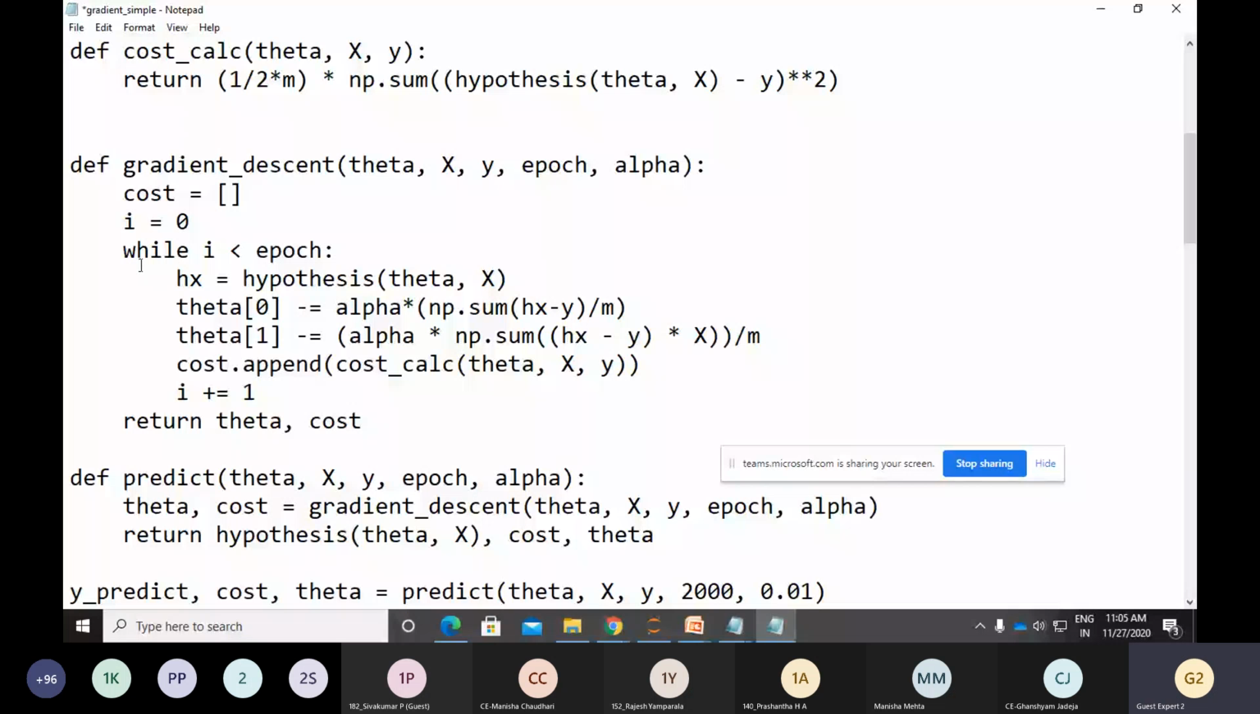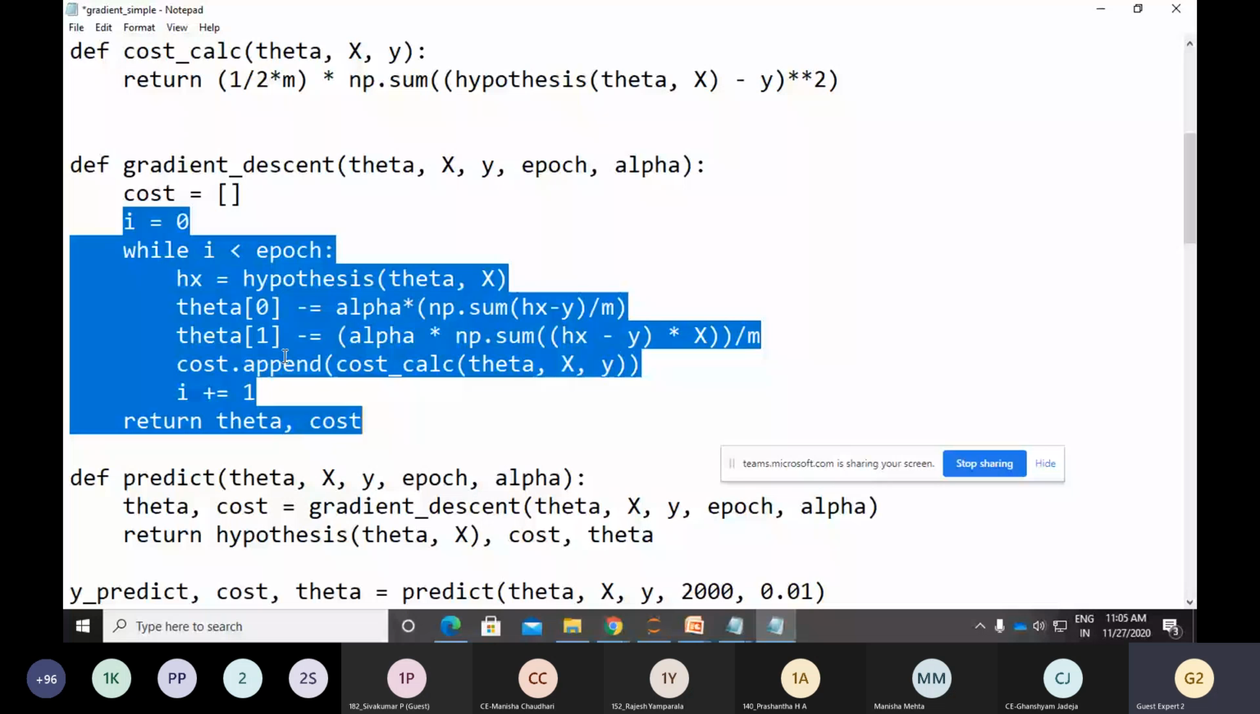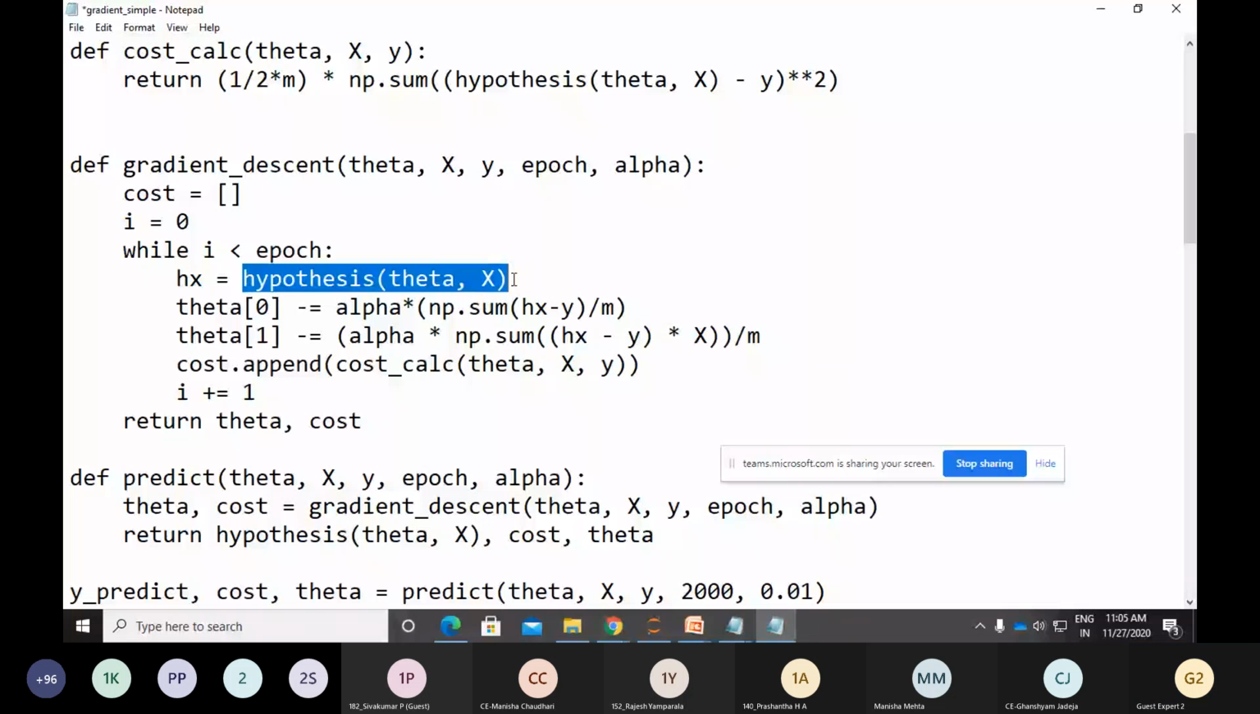In the loop, we first find out the predicted value of y. For that we have used the hypothesis for a given x. So for each x, we find out the predicted value of y using the theta which we have set. Initially it is 0, 0. Then, using the equation which we have derived, we are finding out the value of new theta 0 and theta 1.